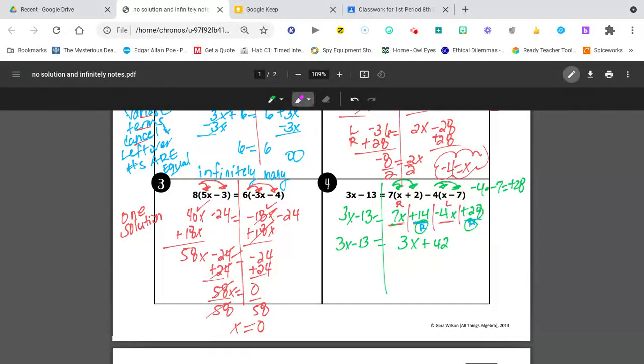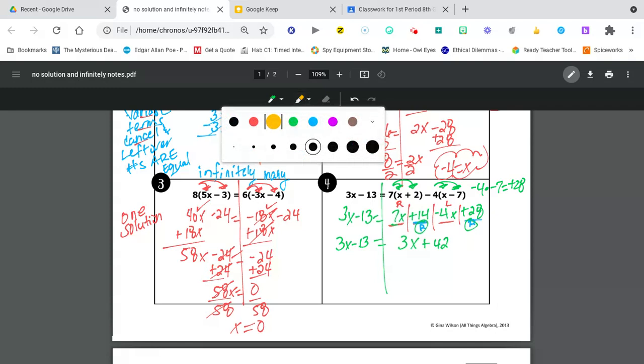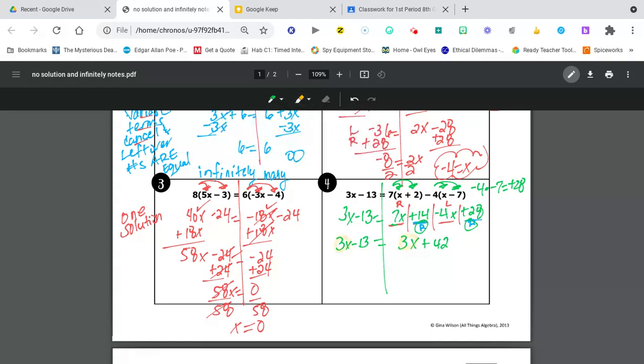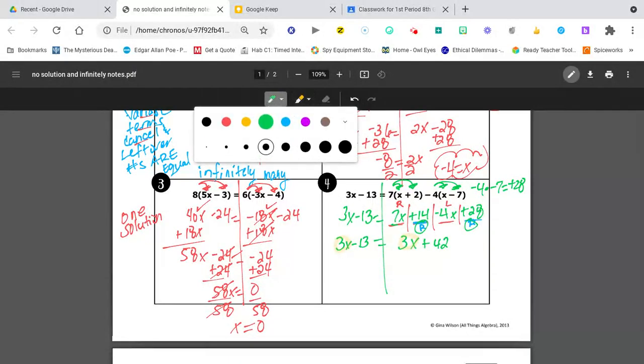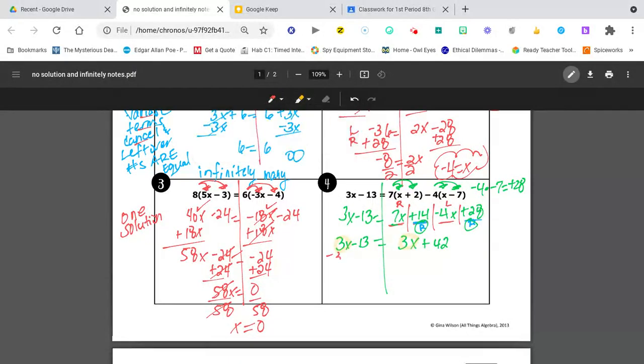Well, I already see something. I notice that this variable term is the same as that variable term, but my numbers are different. But because the variable terms are the same, they're going to cancel on both sides. When I get rid of one, I'm going to end up getting rid of both variable terms. The leftover here is negative 13, and the leftover here is 42. These do not equal, so we say there is no solution, because my variable terms cancel on both sides.